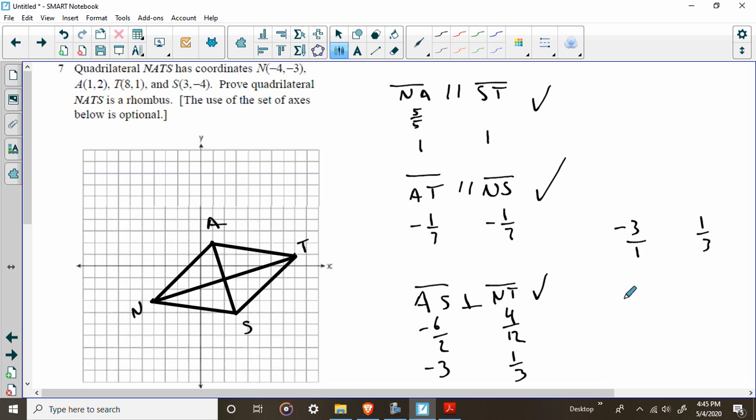So again, in a proof, this is what we want to be showing. This side is parallel, these sides are parallel, these are perpendicular, and therefore we know it's a rhombus.